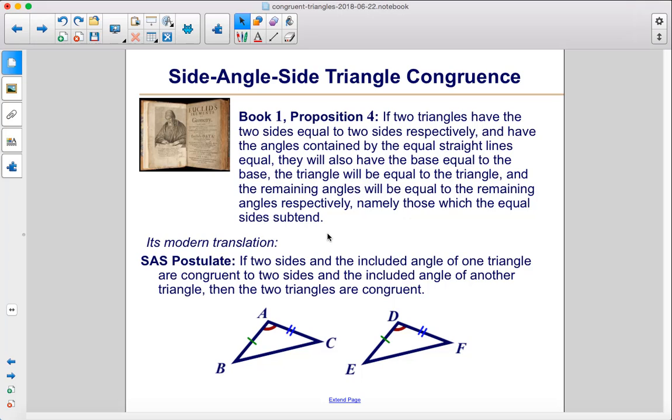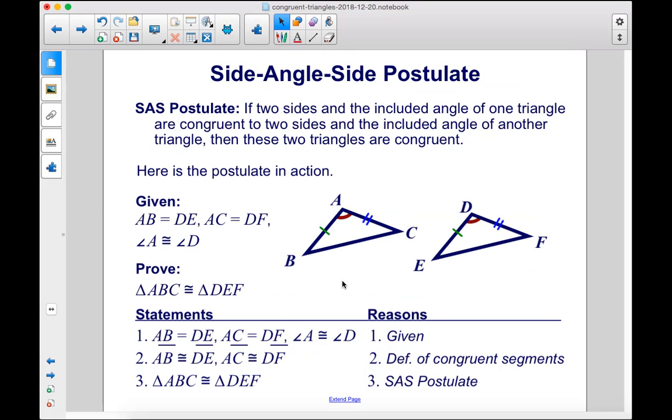SAS Postulate. If two sides and the included angle of one triangle are congruent to two sides and the included angle of another triangle, then the two triangles are congruent. So here we have a congruent side here and here, the included angle, A and D, and then the second pair of congruent sides. Here's the postulate in action.